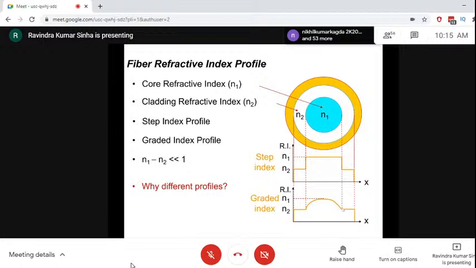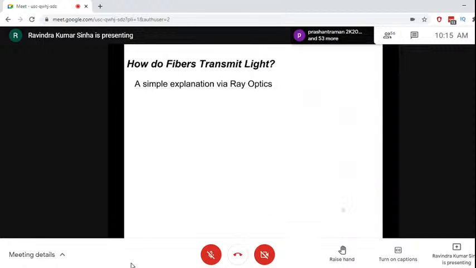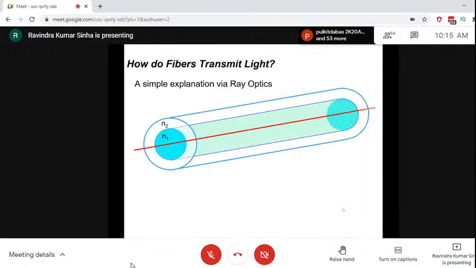Why do we use different profiles? To control the pulse dispersion. And we also use graded index fiber so that whatever changes are happening within the cladding do not affect the core. I believe we were doing this.